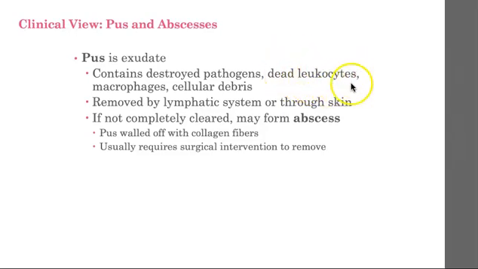More specifically, our neutrophils is what we're going to find, our macrophages and cellular debris. It's removed by our lymphatic system or through our skin, and if not completely cleared, it can form an abscess. The pus is walled off with collagen fibers that surround it. We're going to talk more about this in pathophysiology, and usually it requires surgical intervention in order to remove it.